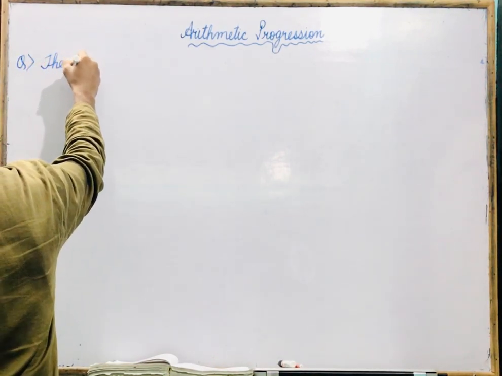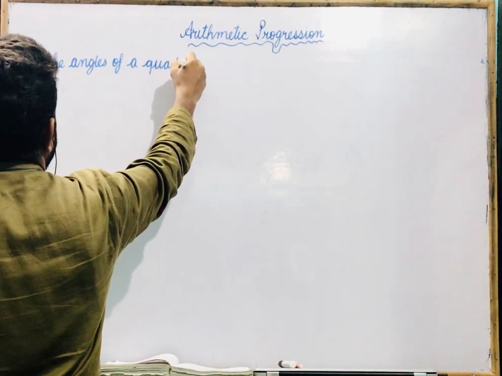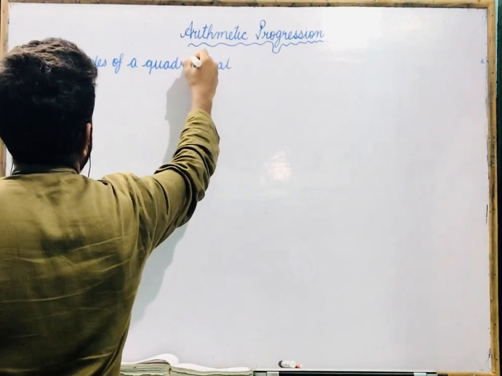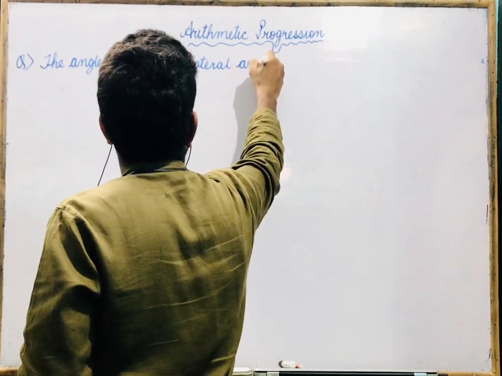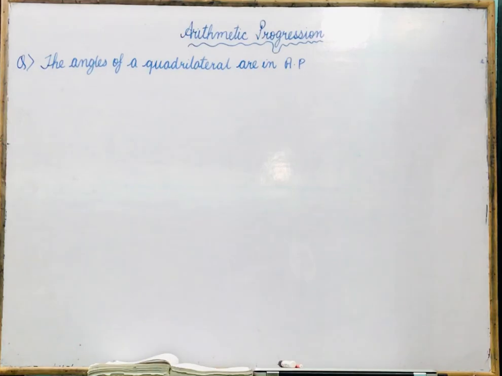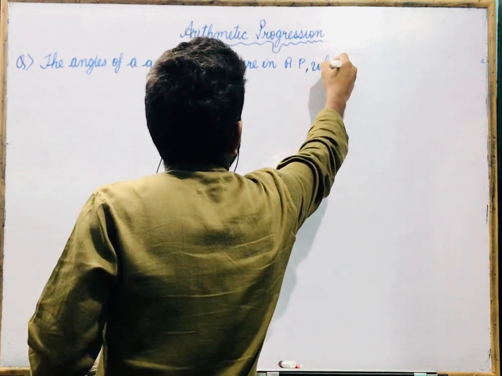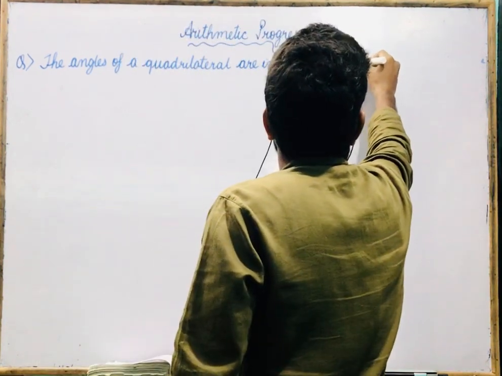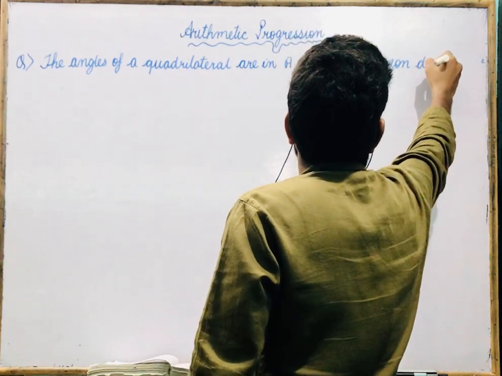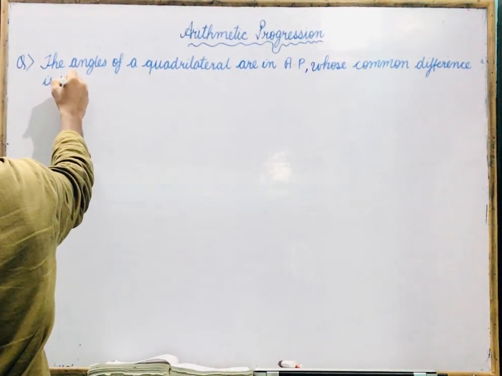Say students, the angles of a quadrilateral are in AP whose common difference is 10.